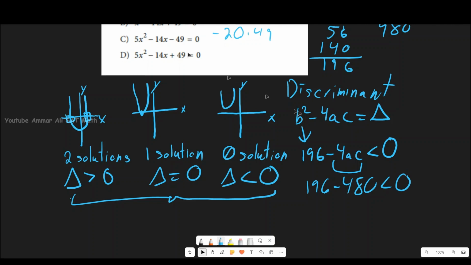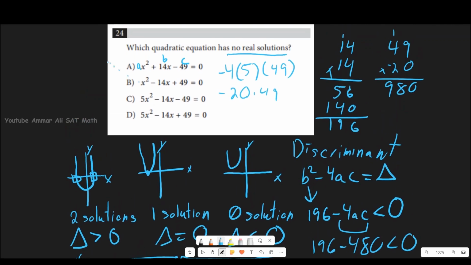Honestly, if you were able to get to the point where you could check that D is the only option that has a positive a and a positive c value and is going to evaluate to something greater than 196, you didn't even need to solve it. You probably could have just put your answer down as D, but I wanted to make sure because I have time, because this is not the real test, we are just studying.